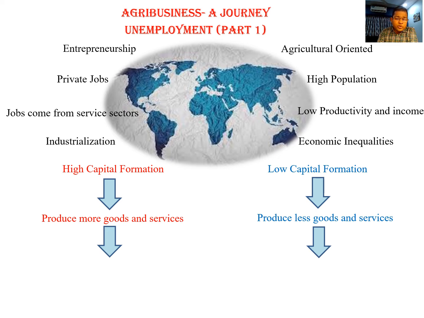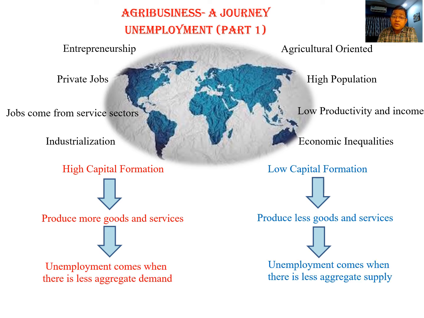Though they produce more goods and services, unemployment occurs in developed countries due to less aggregate demand, whereas in developing and underdeveloped countries, unemployment occurs due to less aggregate supply. The question arises: when there is large production of goods and services in developed countries, why is there very poor aggregate demand? It occurs because though they have very high capital, their capacity has not been utilized properly. Why have they not utilized their capacity properly?